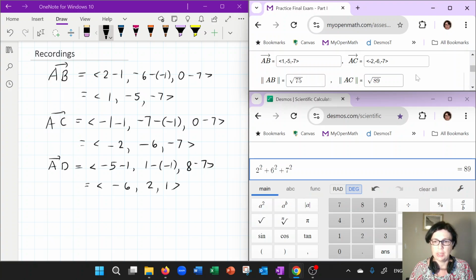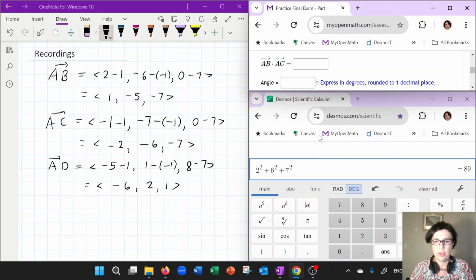Now, the question is asking next is to find the dot product. So when I want to find the dot product, this is where I just multiply the coordinates or the components and add them up. So dot product is not a vector, it's a number. AB and AC. 1 multiplied by negative 2 plus negative 5 times negative 6 plus negative 7 times negative 7. So that's going to be 77 for the dot product.